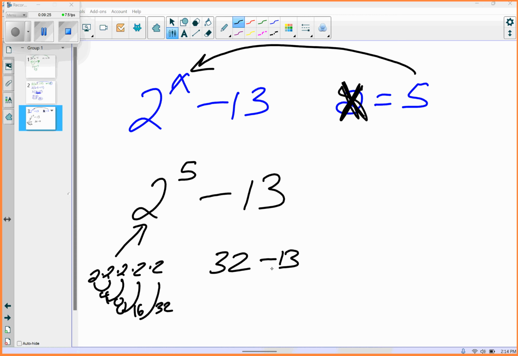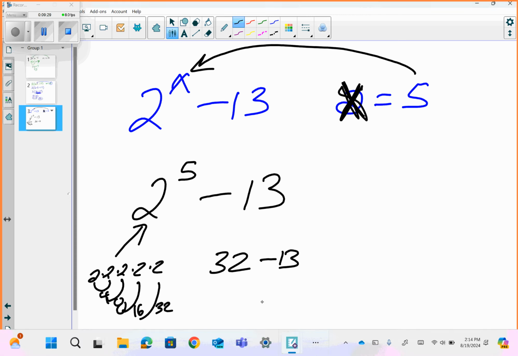All right. And so what do we get for an answer? 32 minus 13? 19. All right. Fist of 5. Tell me if you know it. You feel good. Fist of 5. Looking for fives or fists or anything in between. Okay. Are we good? Can I move on?